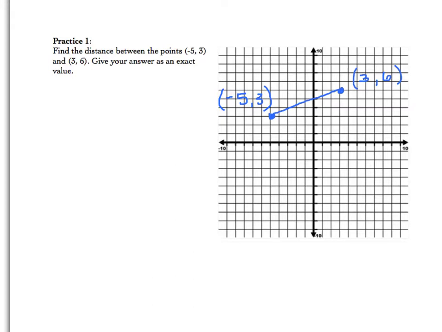To help us visualize change in x and change in y, let's see the right triangle. There's my change in x, and here is my change in y.